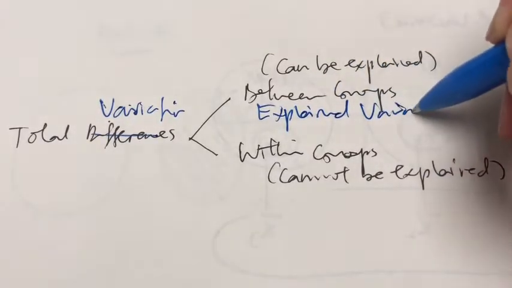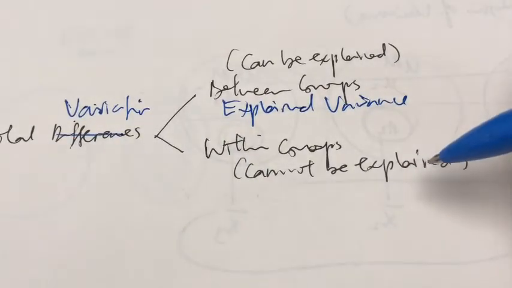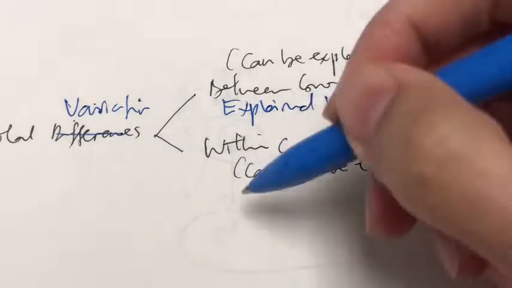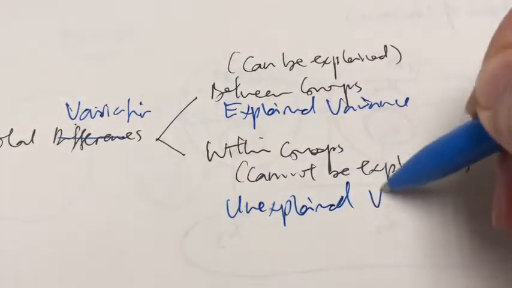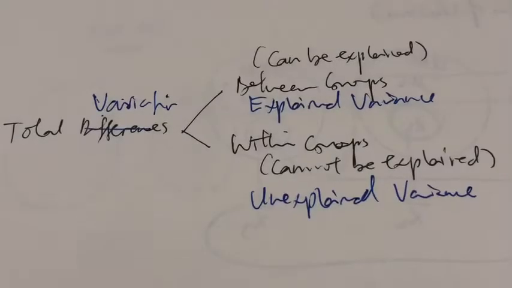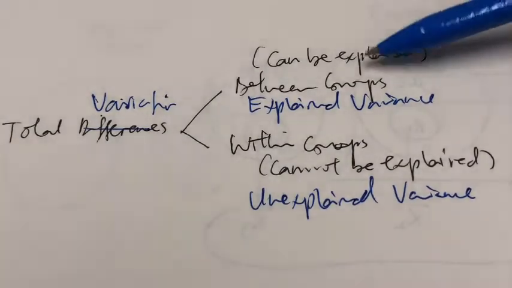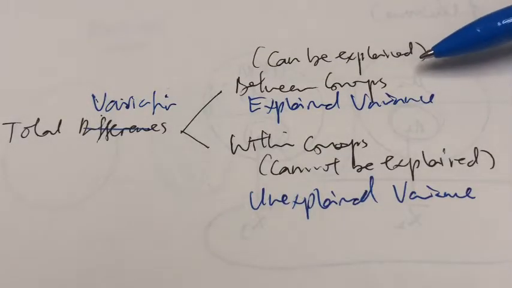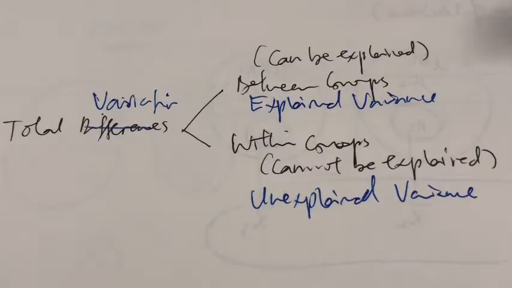Variance. And here are the differences or variations that cannot be explained. Or in other words, it's called the unexplained variance. There's another word that can be used to describe the differences between groups or differences that can be explained, which is treatment.